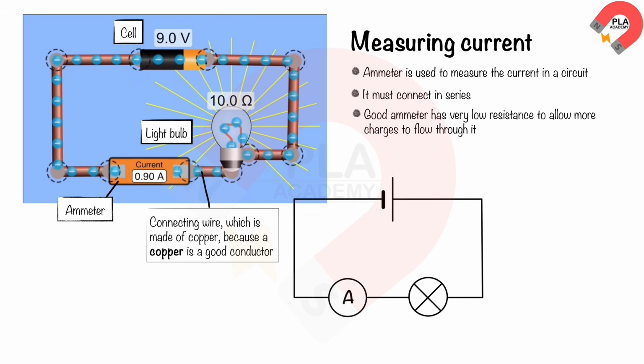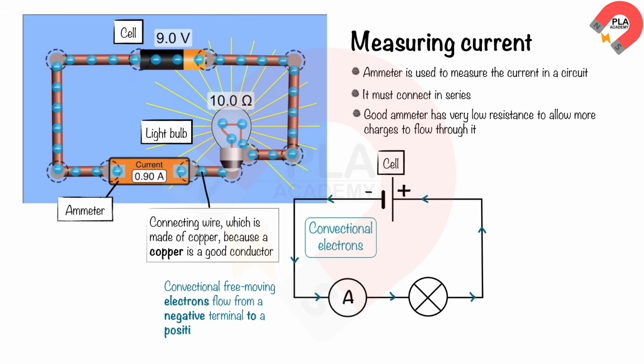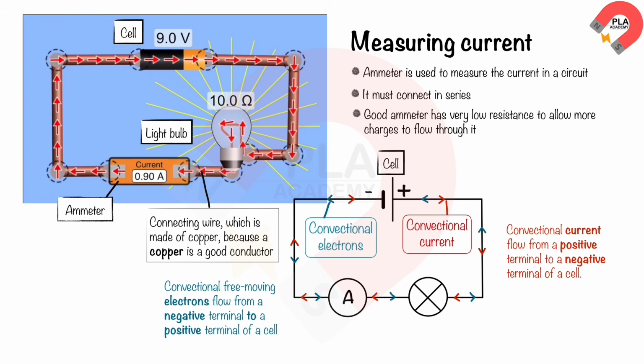We can draw the diagram of this circuit using the symbol of each component as shown. This symbol is a cell. The longest side indicates positive. The shortest side indicates negative. The free-moving electrons in a copper wire flow from the negative terminal to the positive terminal of a cell, while the conventional current flows from the positive terminal to the negative terminal of a cell.